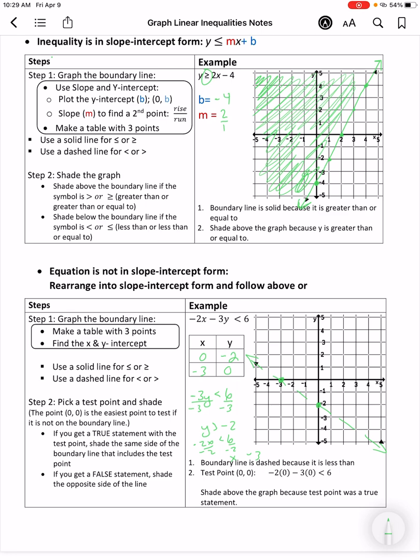2 times 0 is 0. Negative 3 times 0 is 0. Is 0 less than 6? Of course it is. So since that is a true statement, we're going to shade the 0, 0 side. Okay, because that test point was true, we shade above. If it said false, we would shade the opposite side.